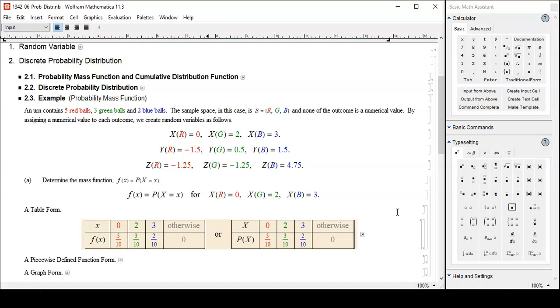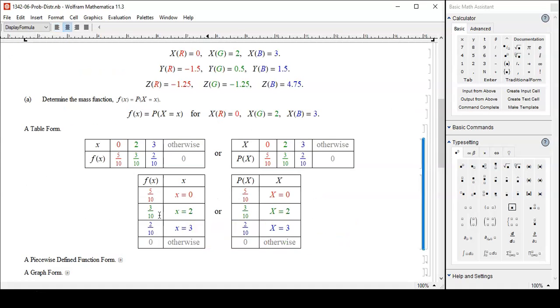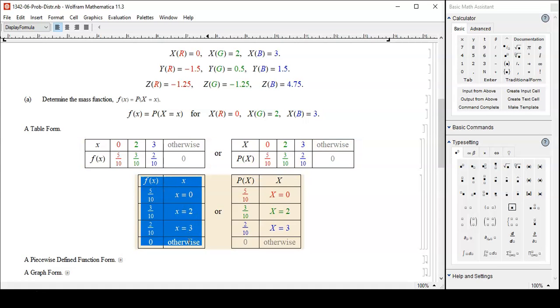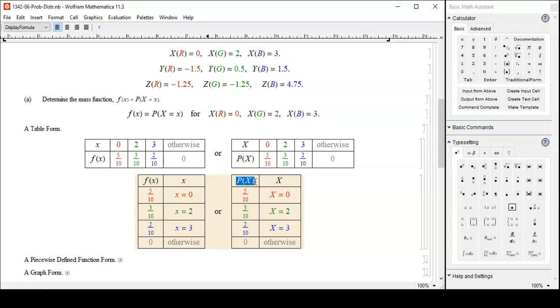Now one way to do this is to use this horizontal tabular form. Another way to do that is to use this vertical tabular form. X values are 0, 2, 3, otherwise, and the probabilities are 5/10, 3/10, 2/10, and otherwise 0. Same as this, just expressed differently in vertical tabular form. Or you can label as P of X of probability and capital X for the random variable. You can do it like that.